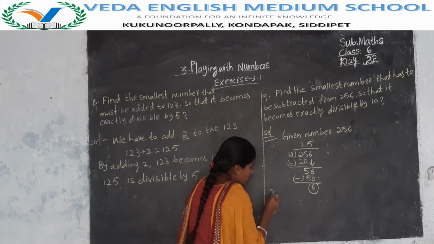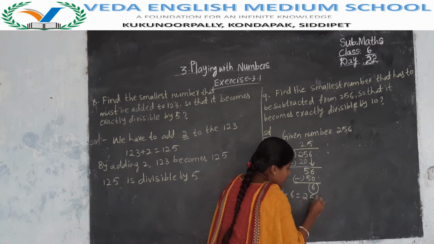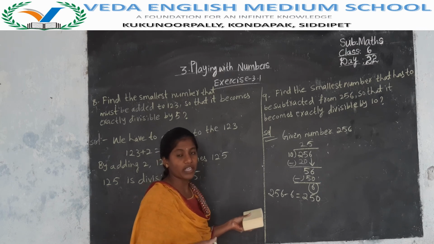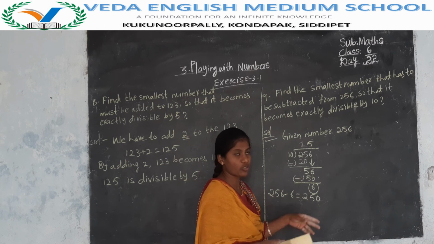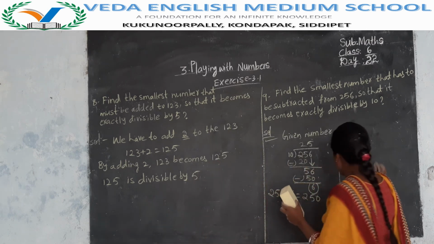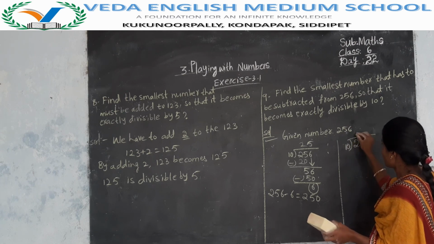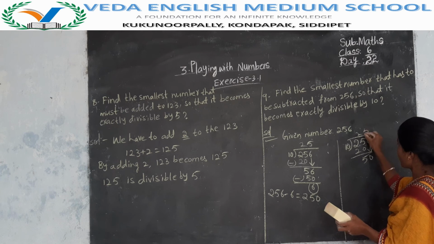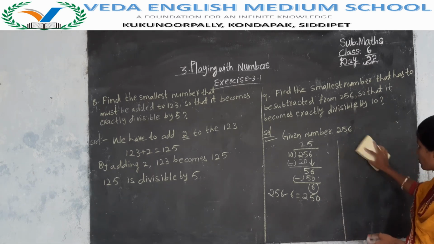Then if you subtract 256 minus 6, then you will get 250. Is 250 divisible by 10? Yes, it is divisible. What is the divisibility rule for 10, Nana? If you have 0 in the ones place, then the number is exactly divisible. So if you have any doubt, check 250 with 10. 10 2s are 20. 5 means here we have 0. 10 5s are 50. 25 10s are 250. That means 250 is exactly divisible by 10.